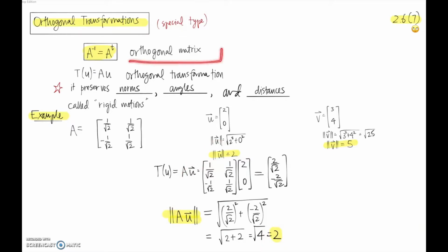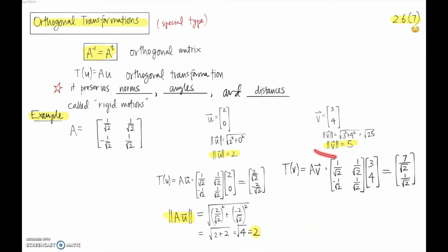It is preserved because this matrix is an orthogonal matrix. Okay, we're going to do the same thing with the vector v. It did have a norm of 5, so we're going to take v through the transformation, and we get this vector out. So this is AV here. Hopefully it also has a norm of 5.